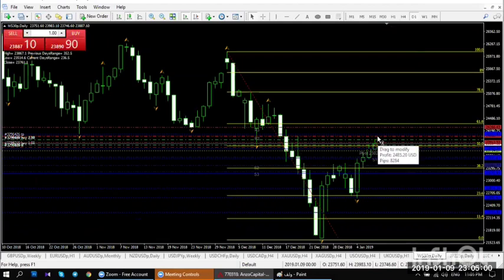It comes up to here and then declines. So that's called a rejection of the pivot. It hasn't been able to break the pivot, so it rejects it. And this happens a lot.